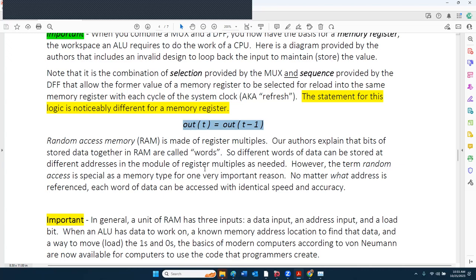A DFF is about input versus output. The memory register is ingenious because it allows you to refresh the same output. So you feed something into a memory register, and then what comes out is the same thing all the time.